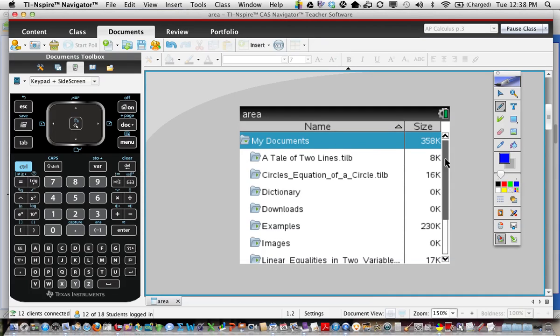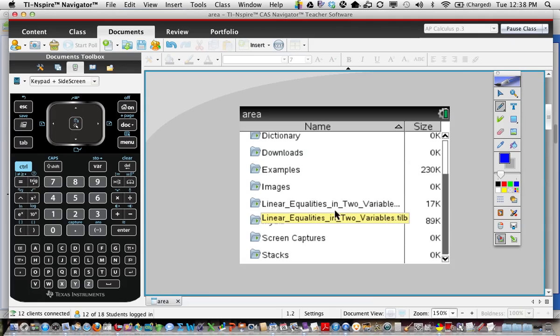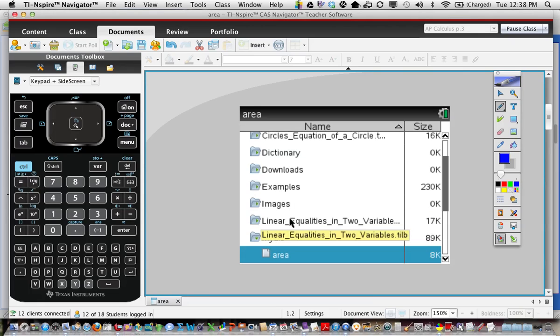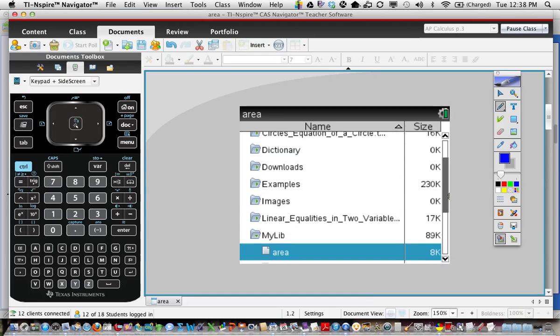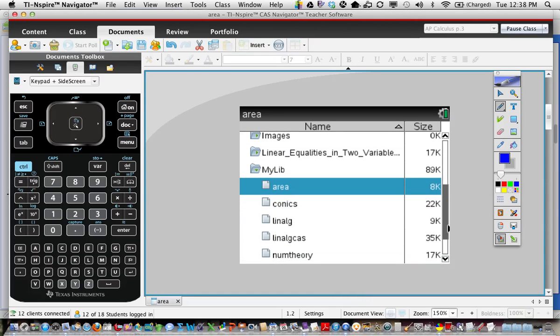The MyLib folder must be inside of My Documents. There you go. So the MyLib folder is inside of your Documents folder, and this program called Area should be there. I only show you that in case you close it out, or try to open your calculator and it's not there, so you know where to look for it.